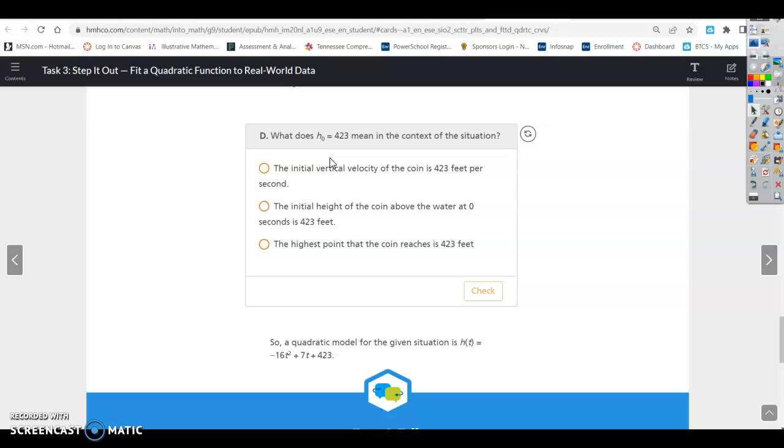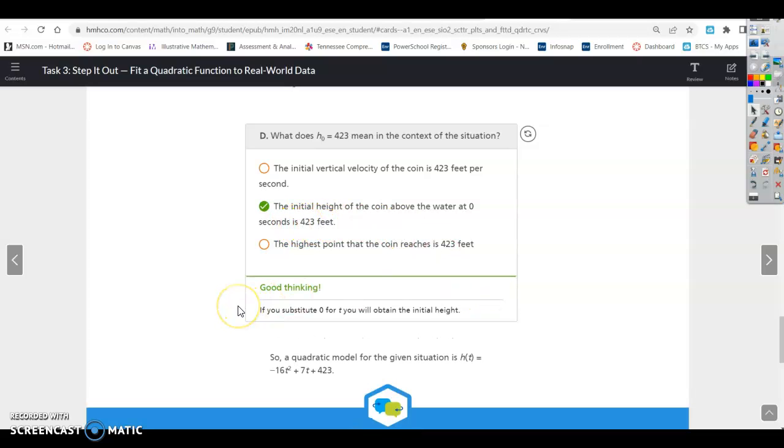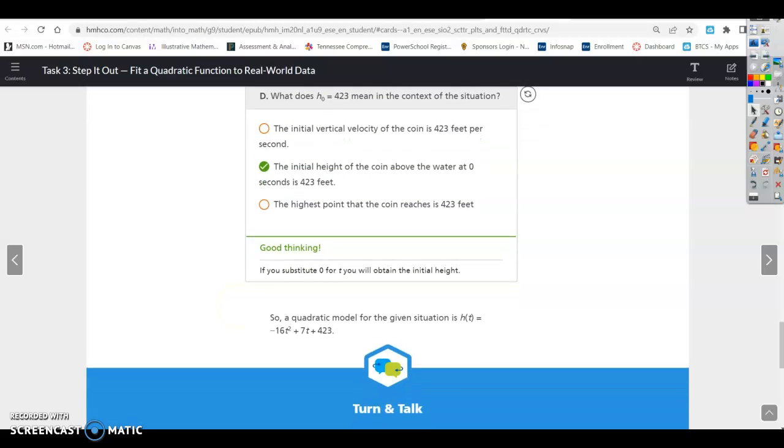So the initial vertical velocity of the coin is 423 feet per second. The initial height of the coin above the water at 0 seconds is 423 feet. The highest point that the coin reaches is 420 feet. All right, so remember the y-intercept, that's your initial height, okay? So that's when the time is at 0 seconds, then it is at 423 feet. All right, so this is just being able to read and interpret the information given.